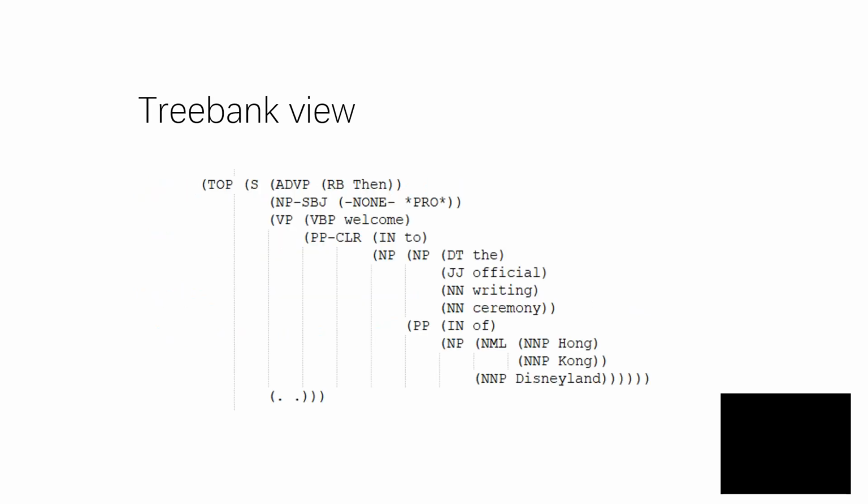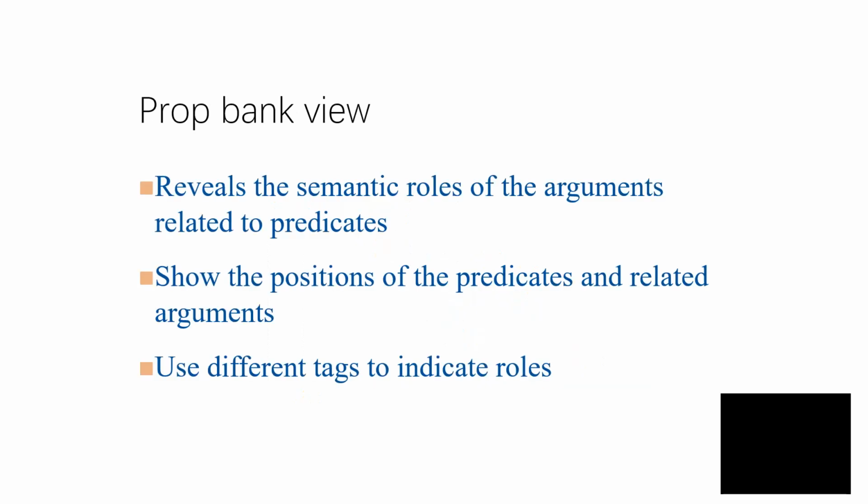This is a sample tree bank view, and we can see that it has many levels, and they use these brackets to indicate the levels. And there are different tags, and sometimes each word has several tags. You can see that we put each word in the sentence on an individual line, and these lines are arranged in the order of the words in the sentence.